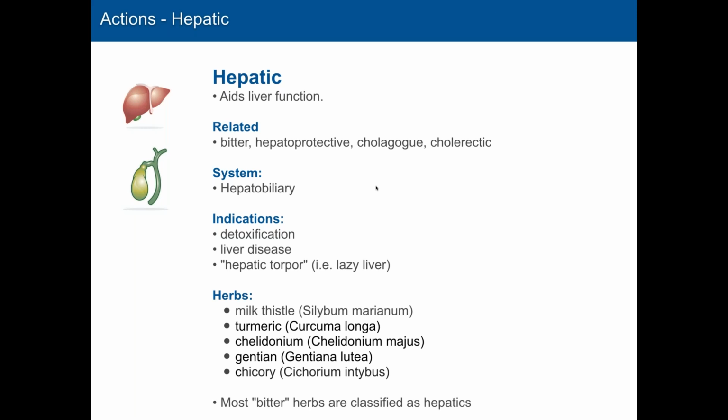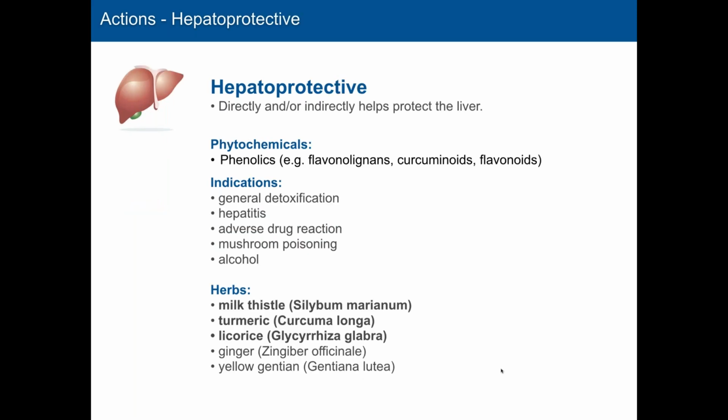So lots of herbs: milk thistle, turmeric, chelidonium, gentian, chicory. Most of the bitters we talked about are all hepatics as well, okay? Hepatoprotective herbs, like I mentioned, it's pretty easy to do. Once we know what hepa does, hepa means liver, protective, hepatoprotective. These are things that act as armor for your liver. And there are lots of different compounds that have a hepatoprotective effect.